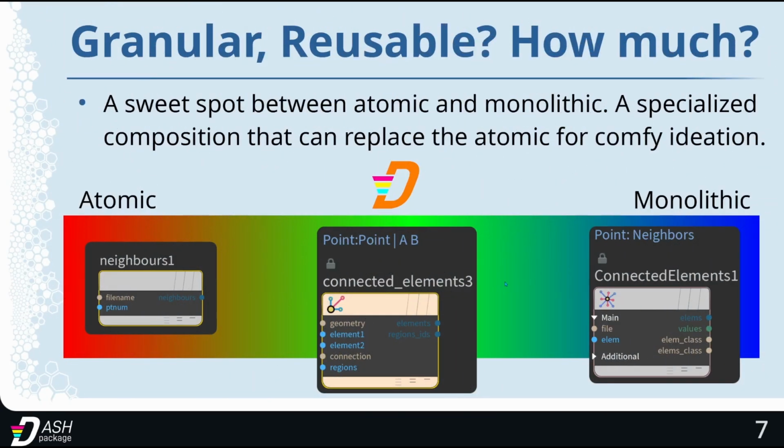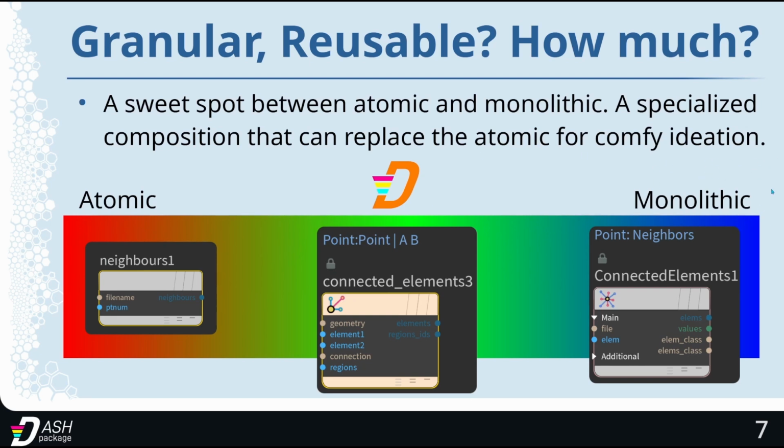So one of the first things I had to decide is what is the target granularity or reusability for the nodes in Dash. And so here I have a spectrum. On the left I have atomic, on the right I have monolithic. And for the atomic I have the example of the neighbors VOP. It does a single thing, that is to return an array of points that are connected to the input point through edges. So it just does that and nothing else.